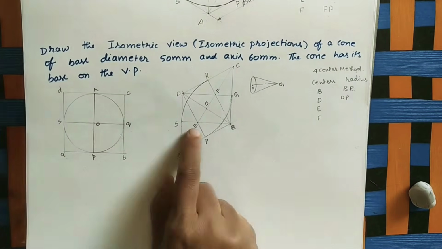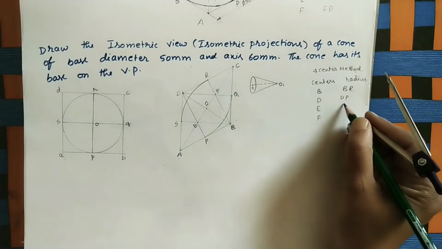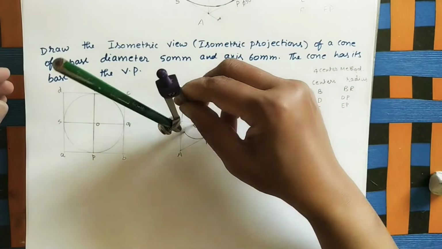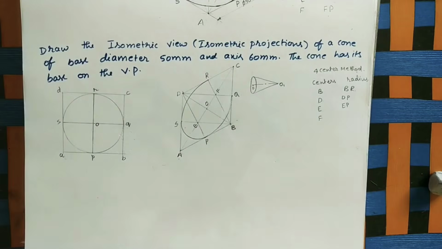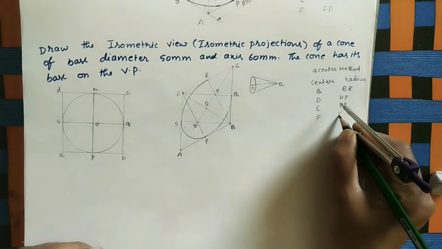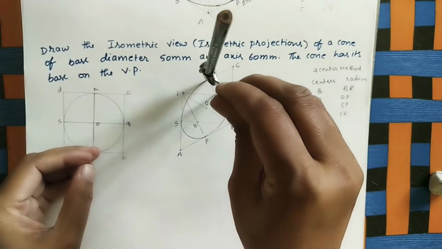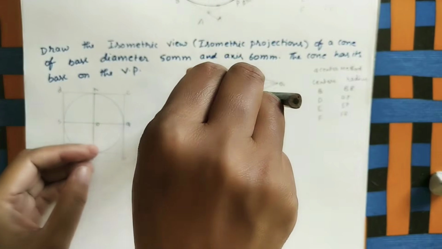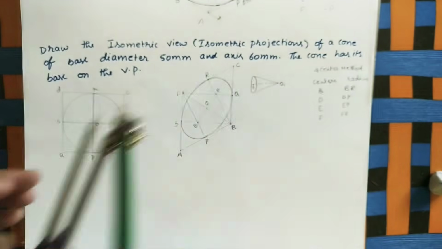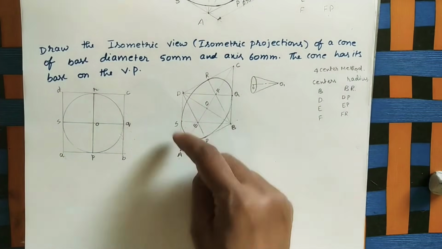And after that take E center, ES or EP radius. Okay, so E center, EP radius. Do an arc here. And next F center, FR or FQ radius. F center, FR radius. Do an arc here. Okay, so here we got this circular base. In isometric view it is looking like an ellipse.